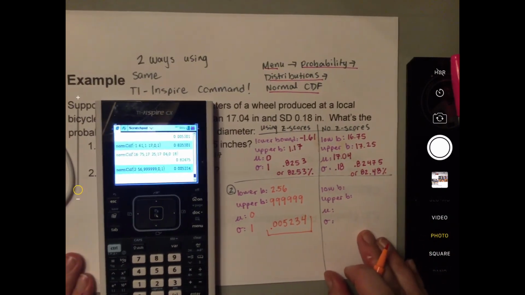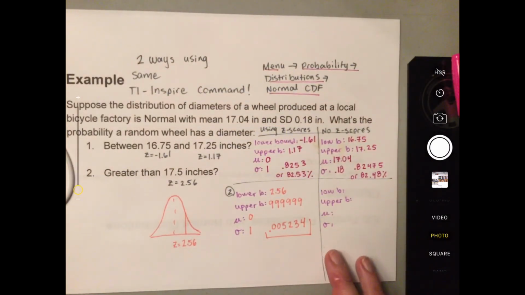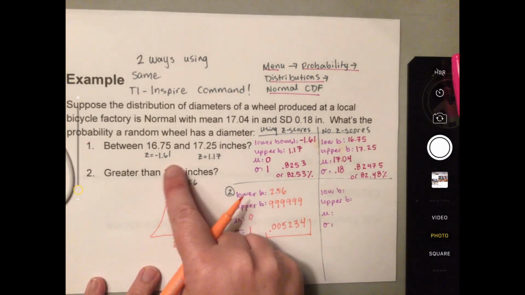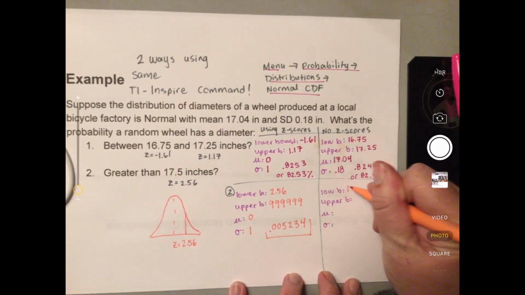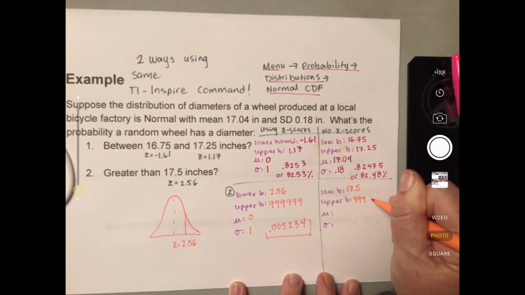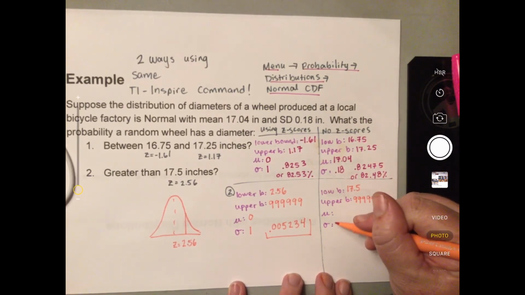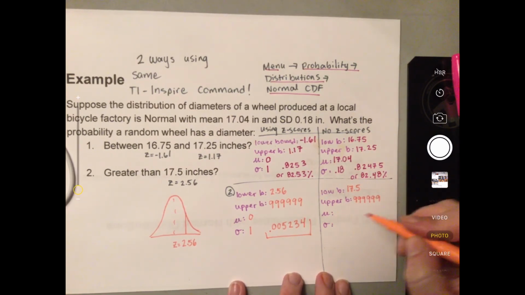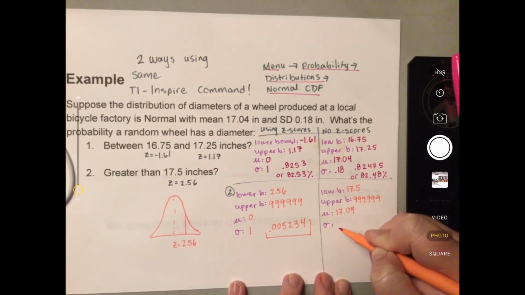All right, now let's not use the 2.56, and let's just use the information we had in the problem. We want it greater than 17.5. So 17.5 would be our lower bound. Our upper bound would just be a big number, again 999,999. Because we didn't standardize the 17.5, we actually need to put the mu and the sigma in from the problem. Mu is 17.04. Sigma, or the standard deviation, is 0.18.